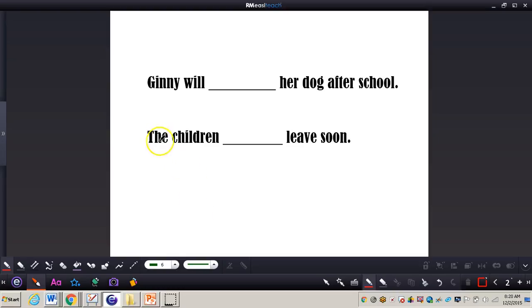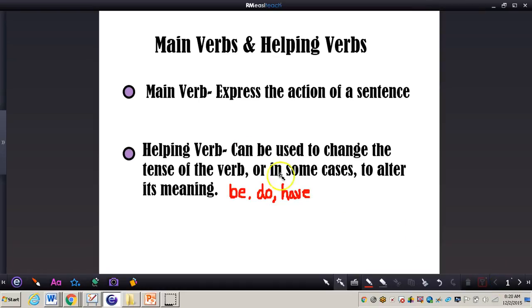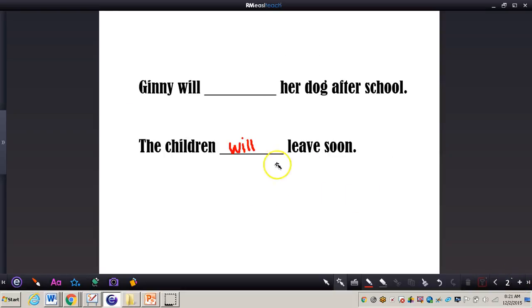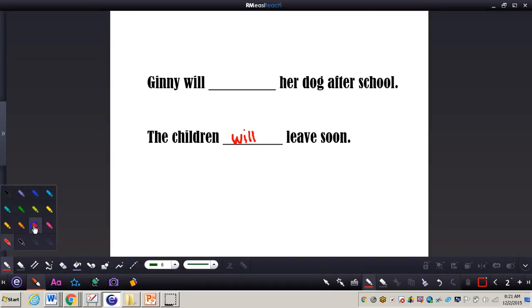The next one, the children, and let's say we have will leave soon, we could see that will would be the helping verb, okay, because once again, if we take a look at our definition, it can be used to change the tense of the verb or in some cases to alter its meaning. So we have will leave soon, showing that it's going to be in future tense. So you can see Jenny will walk her dog after school. You can see walk would be the main verb, will would be the helping verb there.